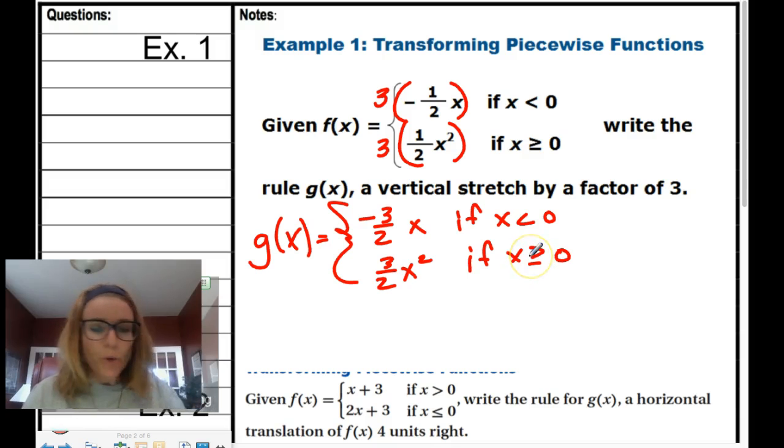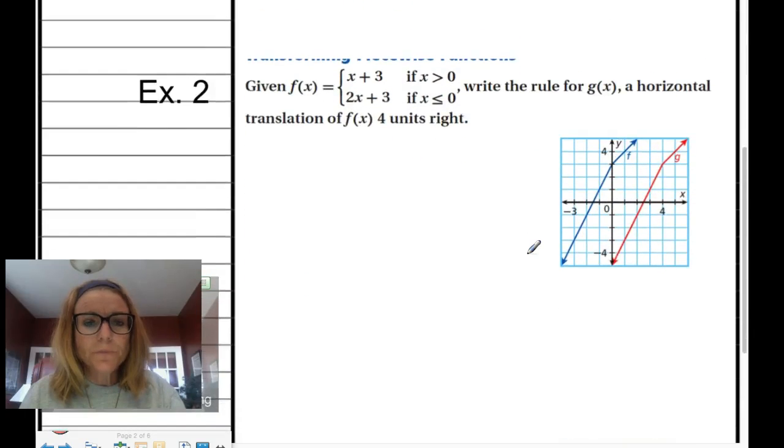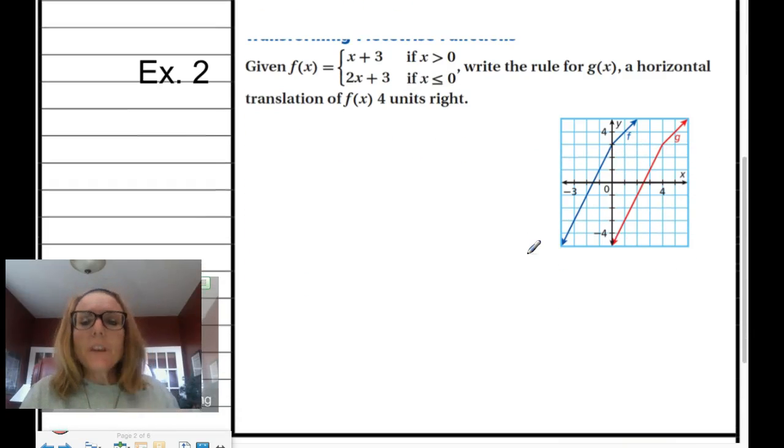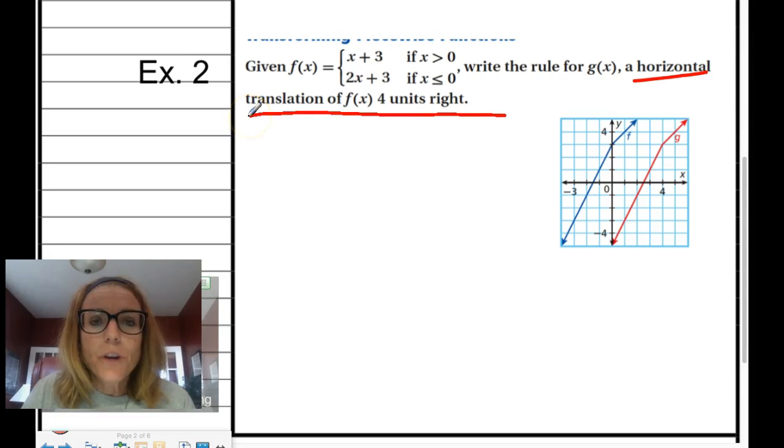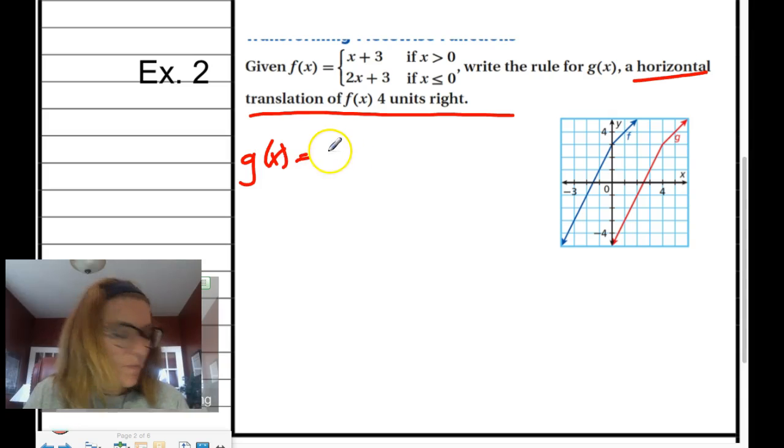Example number 2, I'm going to scroll down. You're given a function, you need to write the rule for g of x. We have a horizontal translation of 4 units to the right. So we know our rule is going to change, and our interval. So g of x, this is how we do this.